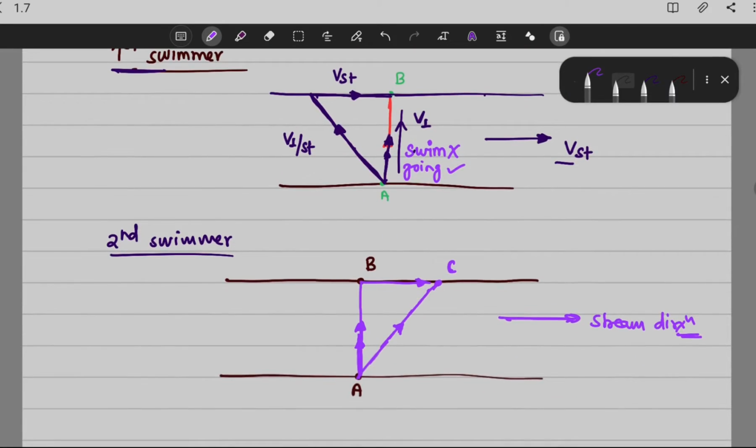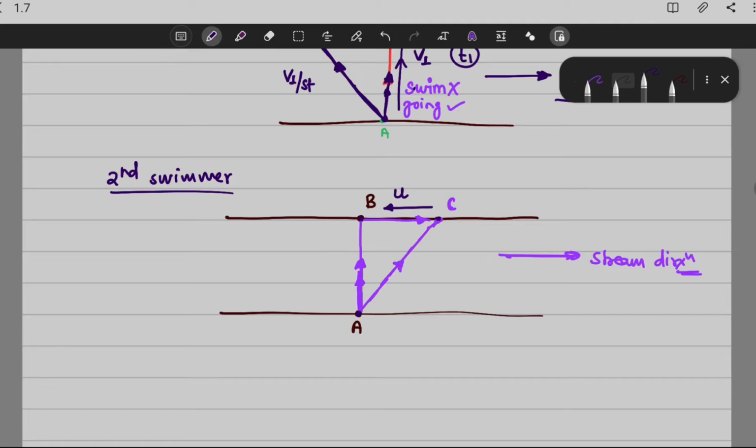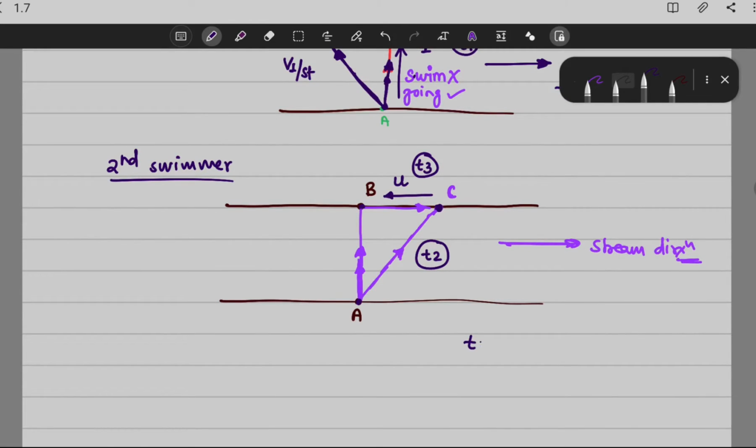So basically it has reached point C. Now it has to go from point C to point B, so it has to walk on this bank of the river with, let us say, velocity u. The time taken to cover the distance from A to B for swimmer 1 is, let us say, t1, the time taken to cover the distance from point A to point C is t2, and the time taken to travel from point C to point B is t3. The question states that t1 is equal to t2 plus t3.